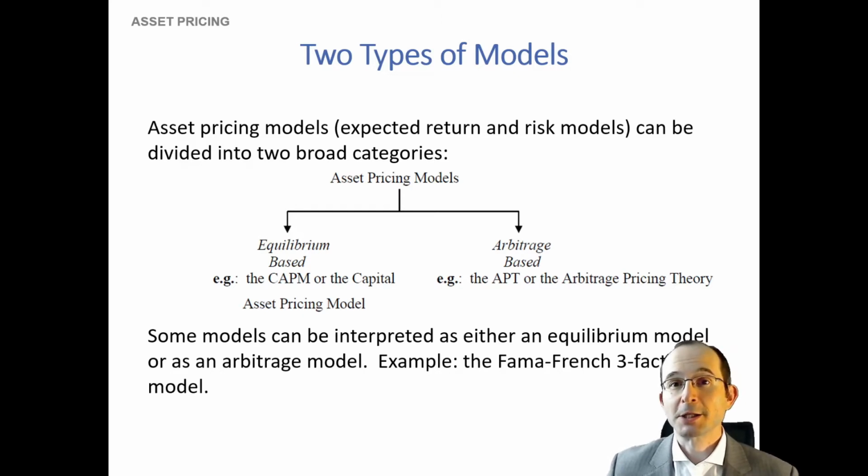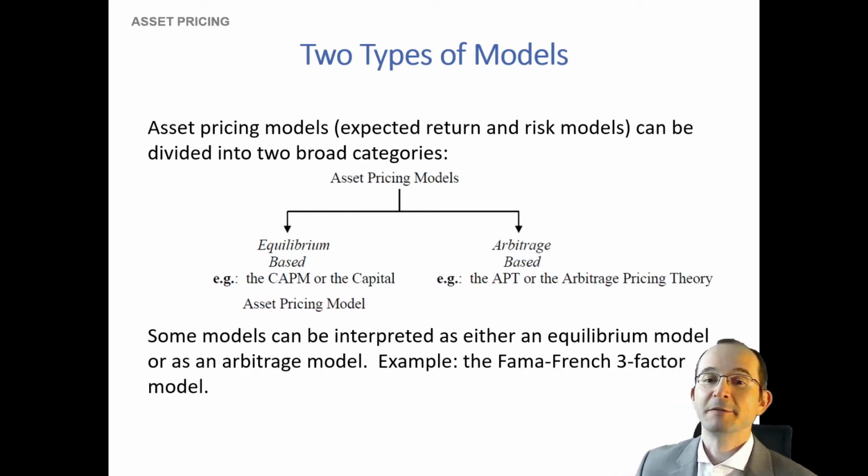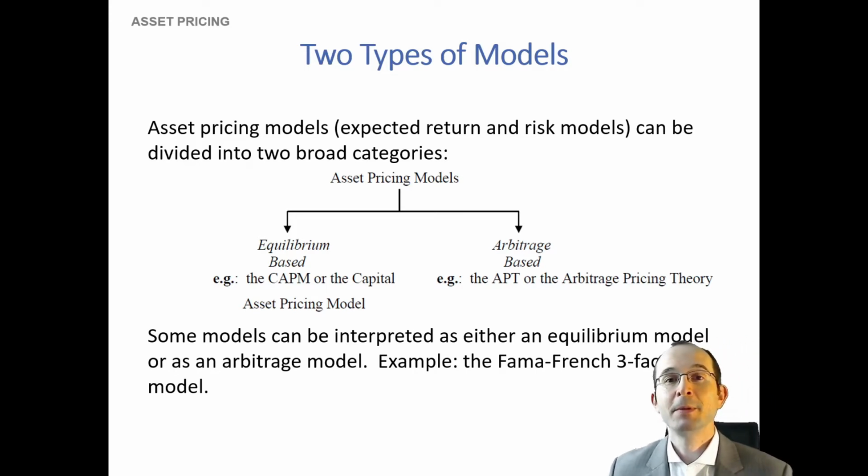And indeed, quite a few asset pricing models can be interpreted as straddling both perspectives. In other words, they can be explained both as an equilibrium model and as a no arbitrage, arbitrage pricing type of model. A good example of this would be the Fama-French three-factor model that takes the CAPM and adds to it a couple other factors such as size and value.